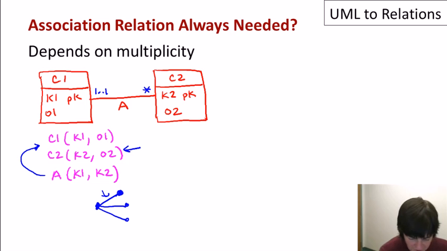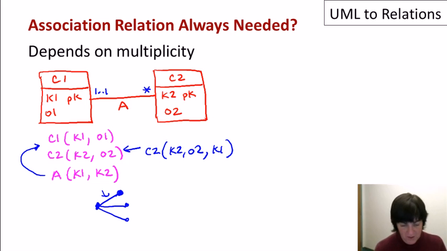So what we'll do is we'll change this C2 to have K2 and O2 as before, but also to have the key from the left-hand side class, or relation, so the key from C1, and then we don't need A any longer. And we can see why that works, because every element in C2 is related to exactly one element in C1, so we just add the key for that single element that is related to that relation.